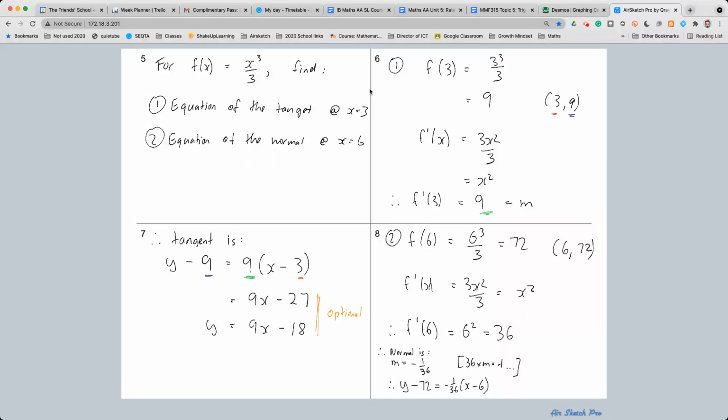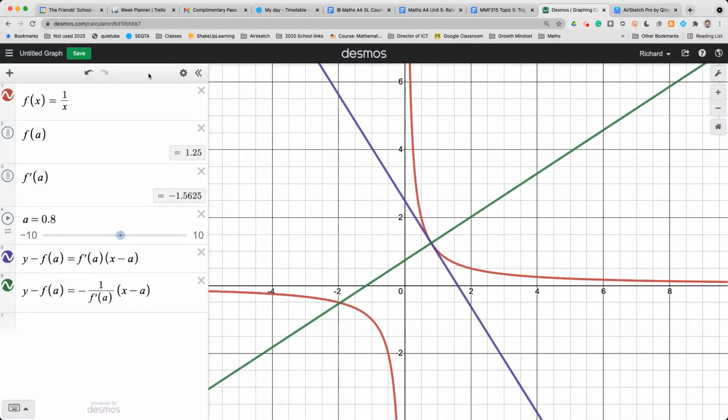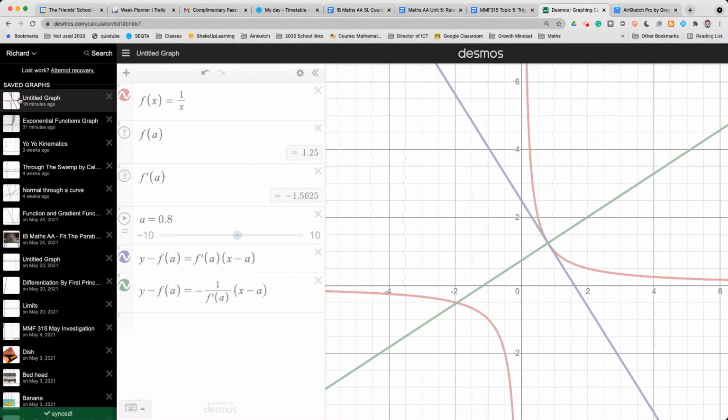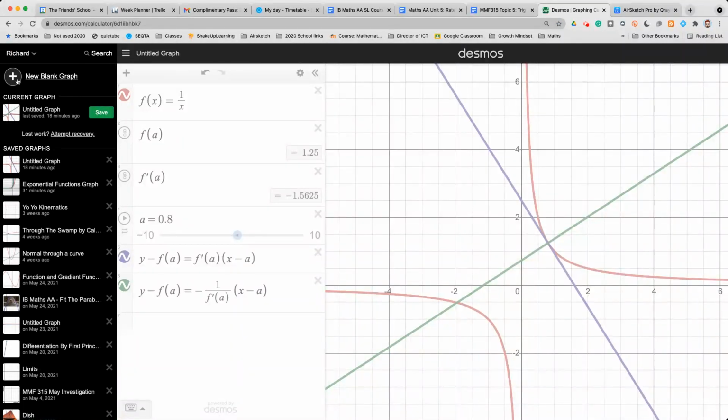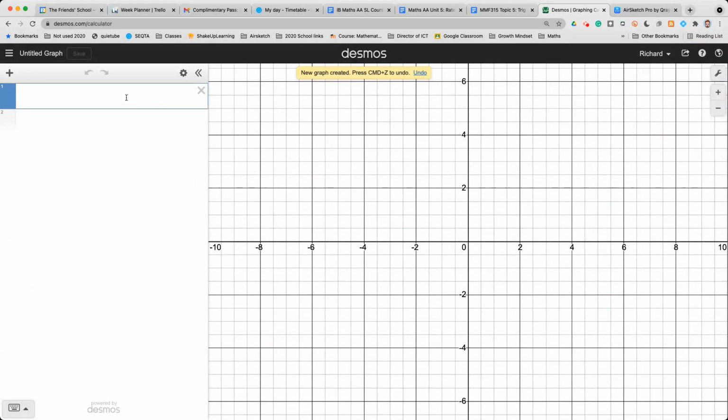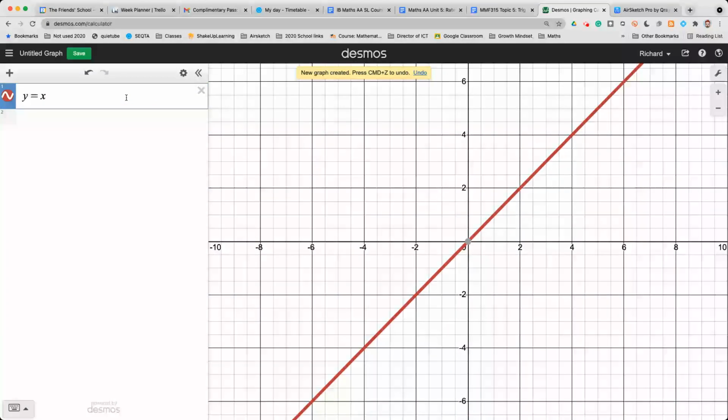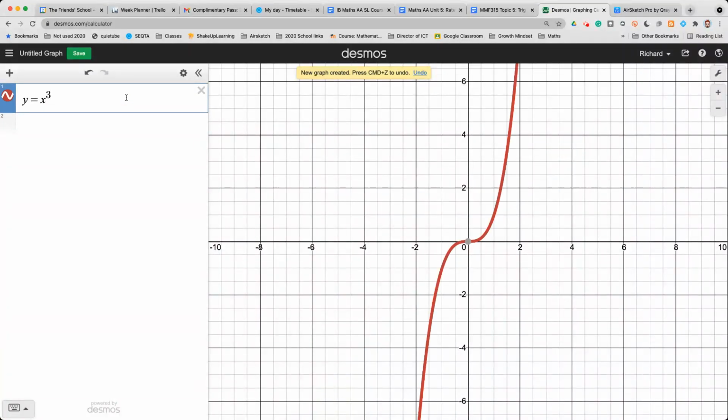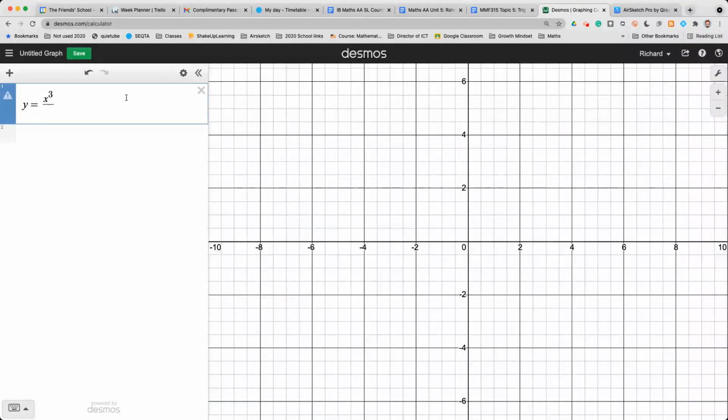You'll be given different functions. You don't even have to know how to graph them, but switcheroo to Desmos. If I put in the function first, y equals x cubed divided by 3, that's what it looks like.